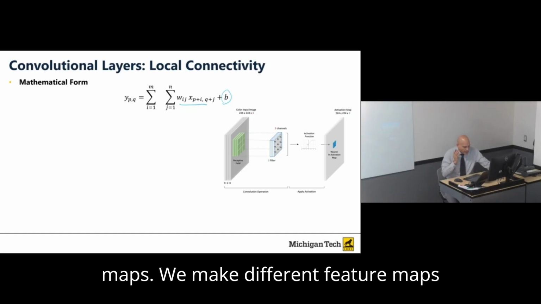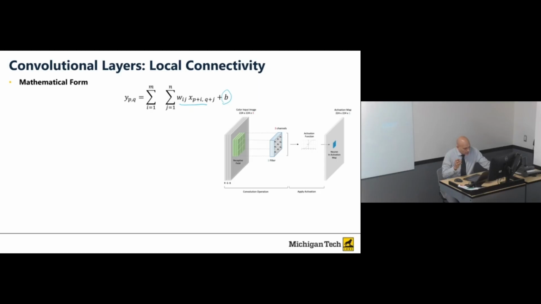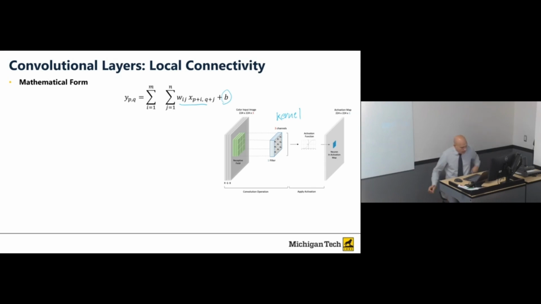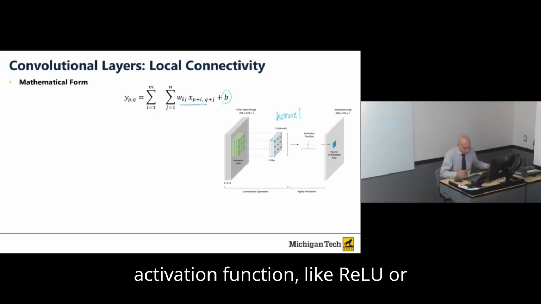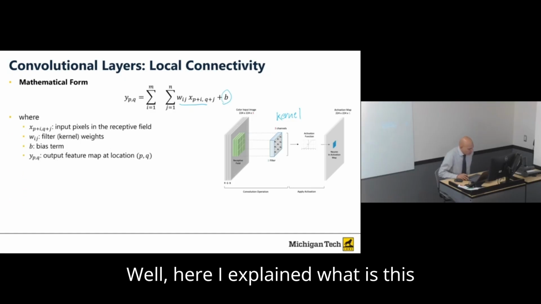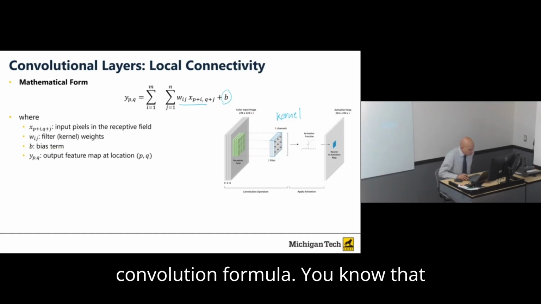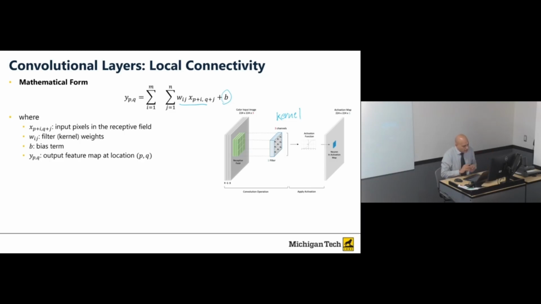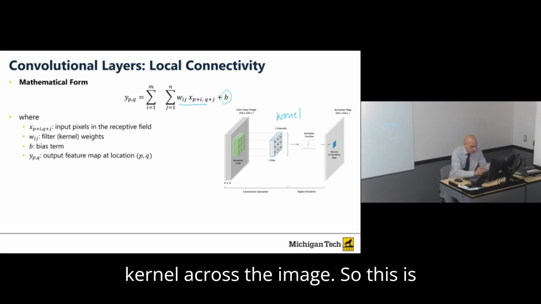We make different feature maps based on different kernels. So that's a kernel. If you have, for example, 3 kernels, you're going to have 3 feature maps. And these feature maps are the output of passing through an activation function like ReLU or tangent. That's the process. Here I explain what this convolution formula is. You know that from before. X is just the input. It's showing how we can slide the kernel across the image. So this is how it works.